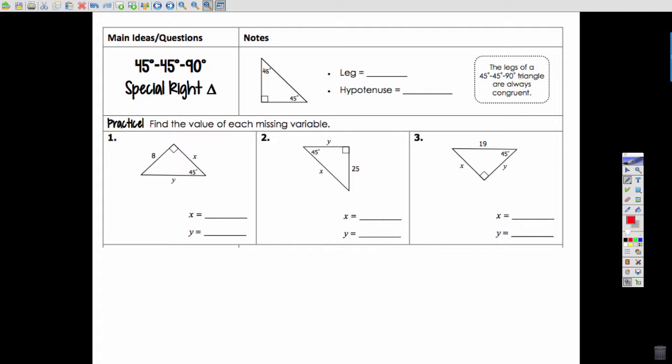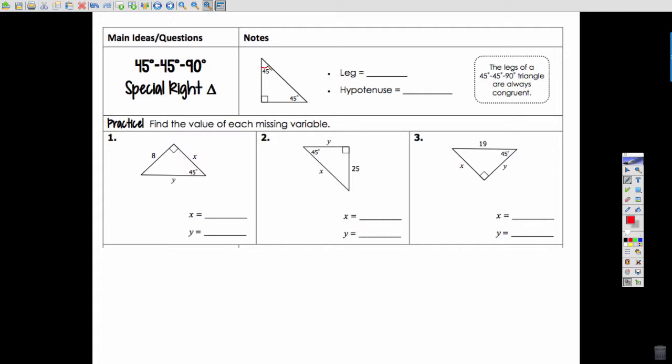I want to note here, we call them special right triangles because certain patterns that they carry make our calculation a lot easier. But at the end of the day, if you don't remember these patterns, you're still relying on the Pythagorean theorem to help you make the calculations. So don't sweat it. It's just a matter of practice and familiarity. So coming back to this 45, 45, 90 degrees.